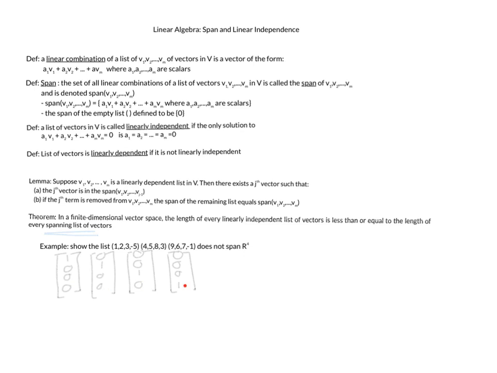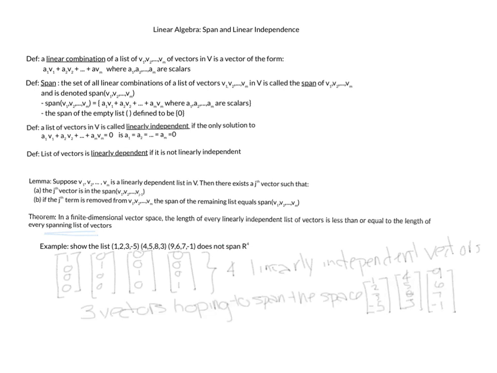These 4 vectors are definitely linearly independent. You can't make one from the other. So this is a set of linearly independent vectors, and there are 4 of them. Then we have these 3 vectors that are hoping to span the space. But according to our theorem, the list of spanning vectors has to be greater than or equal to the number of linearly independent vectors, and this is not the case. There's only 3, but there are 4 linearly independent vectors. So for that reason, this set of 3 cannot span the space.